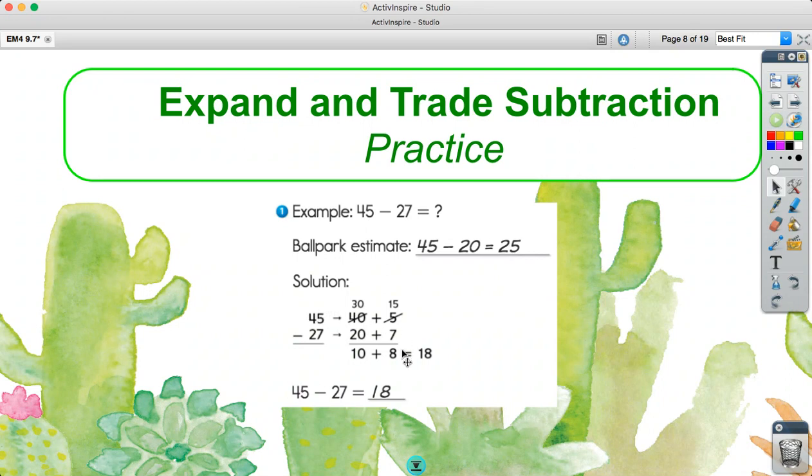We need to use expanded form to make our subtracting easier. So 45 is equal to 40 plus 5, and 27 is equal to 20 plus 7. We can't subtract 7 from 5, so we need to trade. We're going to move 10 from our 40 and make 15 in the ones place. That leaves us with 30 in the tens place here. Now we can subtract. 15 minus 7 equals 8, and 30 minus 20 equals 10. We need to add these numbers together to get our answer. So 10 plus 8 equals 18. Therefore, 45 minus 27 equals 18.